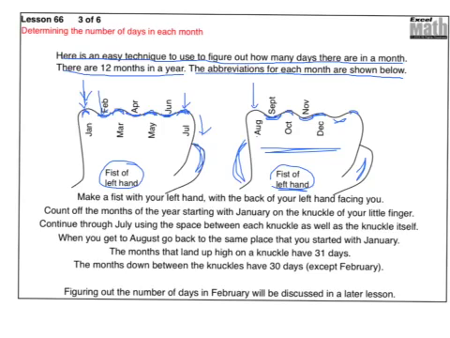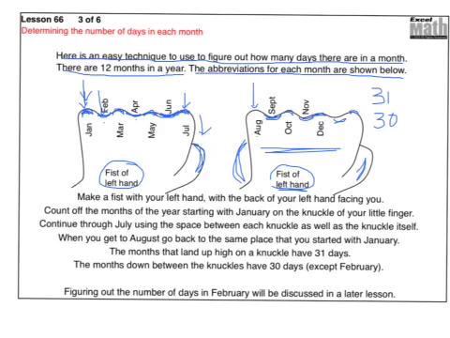Well, all of the high spots, all of the knuckles, are going to represent the number 31. So every time you go to the knuckle, it's 31 days in that month. So January, February, March, April, May, June. So you get to a dent, and that dent means 30. 30 days in June.